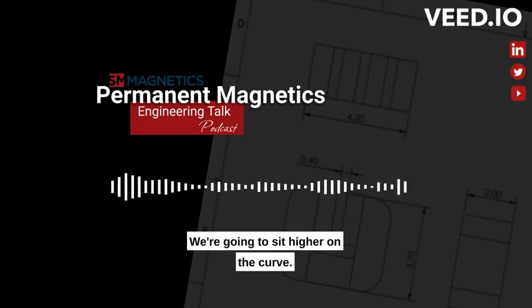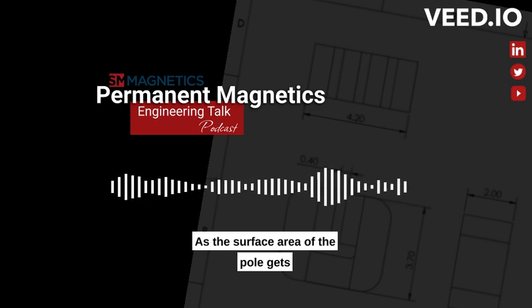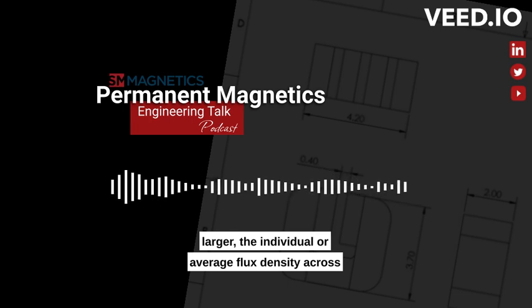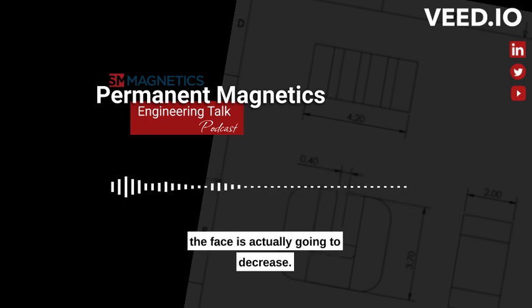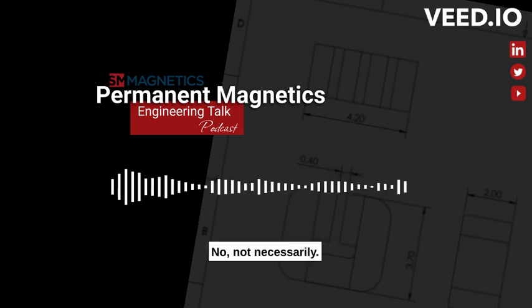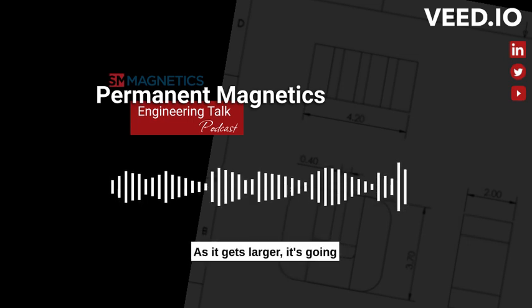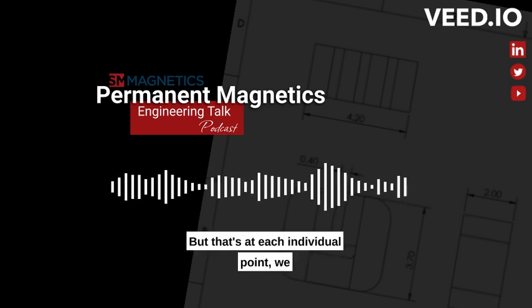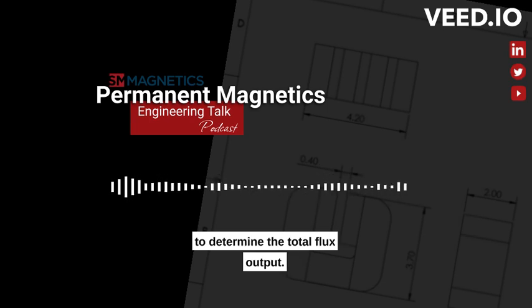We're going to sit higher on the curve. As the surface area of the pole gets larger, the individual or average flux density across the face is actually going to decrease. Does that mean the whole flux output of the magnet is going to decrease? No, not necessarily. As it gets larger, it's going to sit lower on the curve, but that's at each individual point. We have to integrate across the whole surface to determine the total flux output.